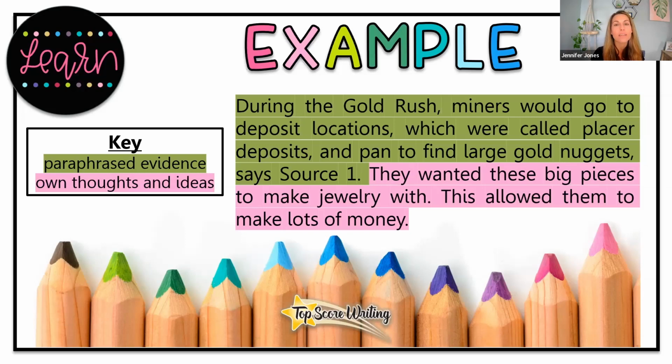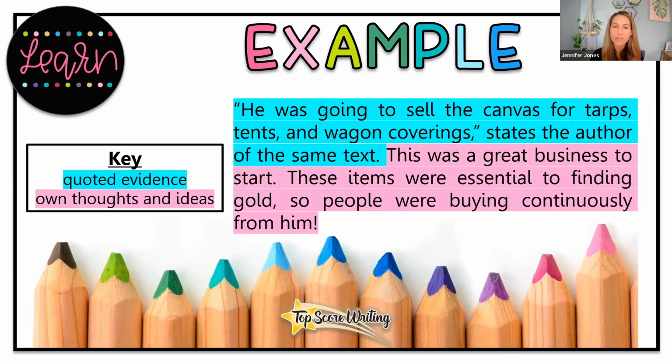And you'll notice that it is 2 sentences in length, because if they had just written that they wanted these big pieces to make jewelry with, that would seem as though their own thought and idea was not very connected to the evidence. But by bringing in the reasoning behind the jewelry, to make money, now the own thought and idea is about and in support of the evidence. Let's look at another example.